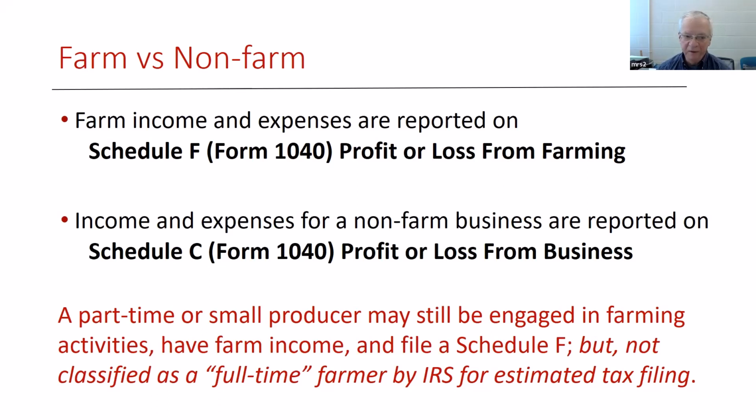Okay, so if you're a farm, you report your income and expenses on what's referred to as a Schedule F, profit and loss from farming. If you're a non-farm business, you report your business expenses and income on a Schedule C, profit or loss from business. These are all pretty standard. These are the two standard forms for self-employed individuals.